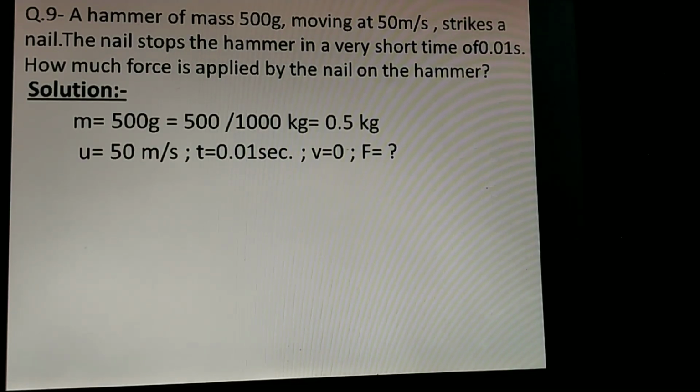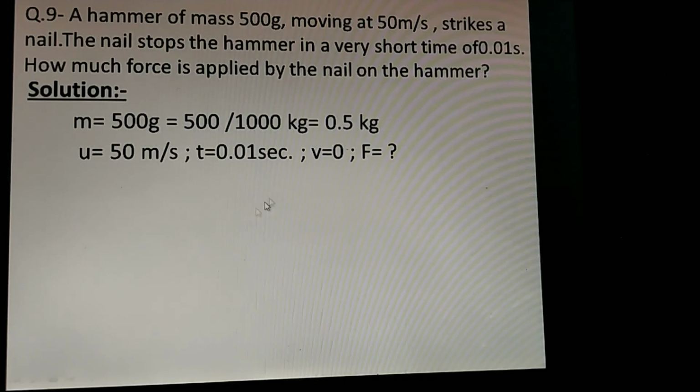So you have to find out the force. Write down the values which are given in the question. The mass is 500 gram, so we changed it to kg, divided by 1000 we will get 0.5 kg. Initial velocity is 50 meter per second, time is 0.01 second, final velocity is 0 because the nail stops the hammer. The final velocity will be 0 and you have to find out the force.